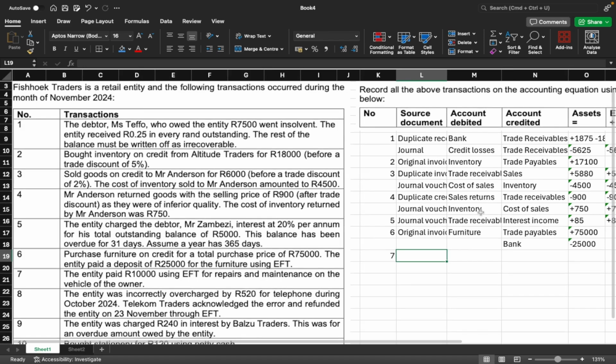What source document are we going to record here? Well, are we issuing anyone with an invoice? No, we are not. The owner is not issuing the entity with an invoice. The entity is not issuing the owner with an invoice. And so what is happening here? Is this a journal voucher as well?